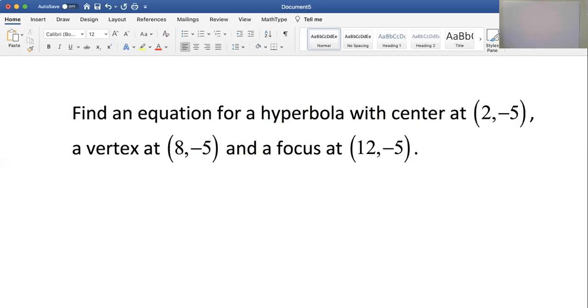Okay, this question asks us to find a hyperbola with a center at 2, -5, a vertex at 8, -5, and a focus at 12, -5. I'd like to graph these to see how they're behaving. So I will do that. Go to Desmos.